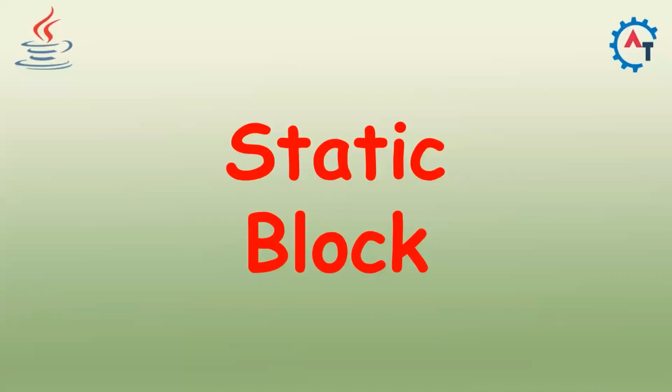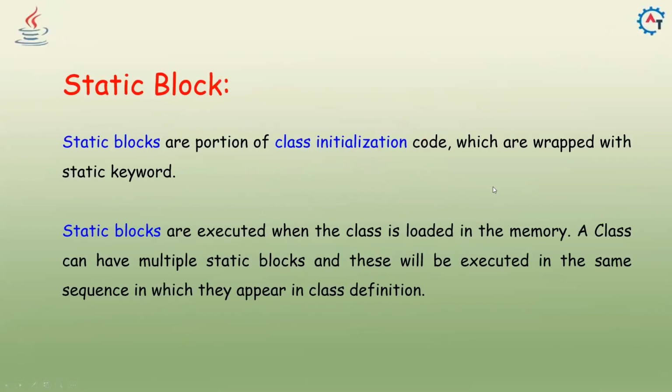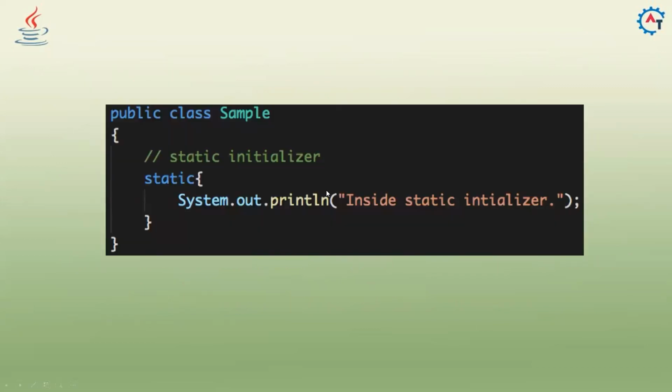Hi. In this video, we will see static block in Java. Static blocks are a portion of class initialization code, which are wrapped with the static keyword. Static blocks are executed when the class is loaded in the memory. The moment the class loads in the memory, it will get executed. A class can have multiple static blocks, and these will be executed in the same sequence in which they appear in the class definition. In whichever sequence you write, in the same sequence it will get executed.